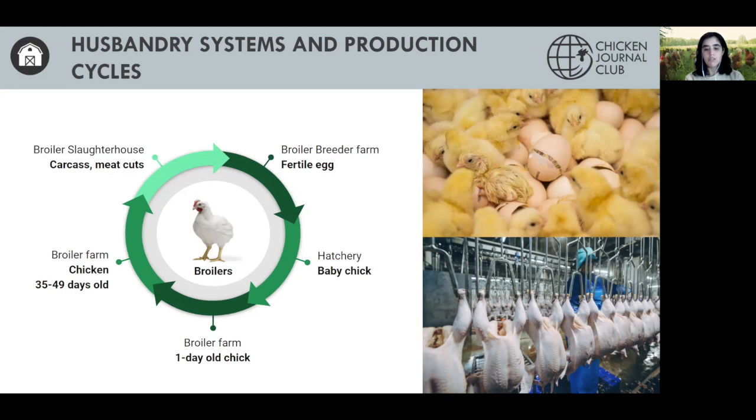In chicken production, there is a concept called the all-in, all-out system. So we will have a whole group of baby chicks go together to the farm. They will eat, sleep, and live together for the next 35 to 49 days. And once they are big enough to be taken to a certified slaughterhouse, the meat will be processed and it will enter the food supply network until it reaches consumers like us.